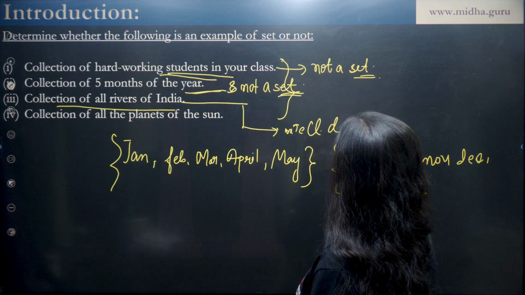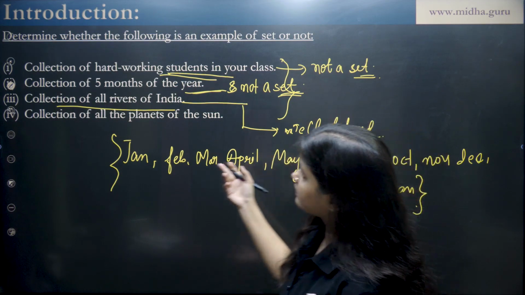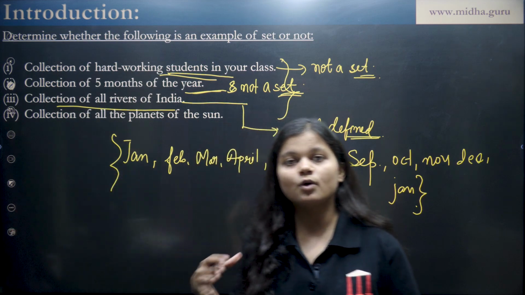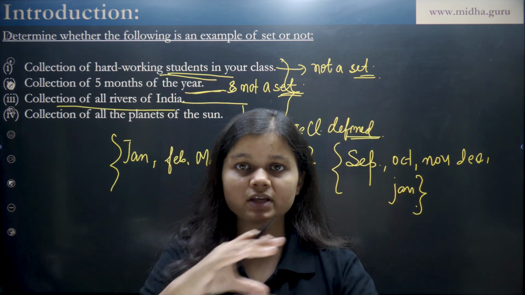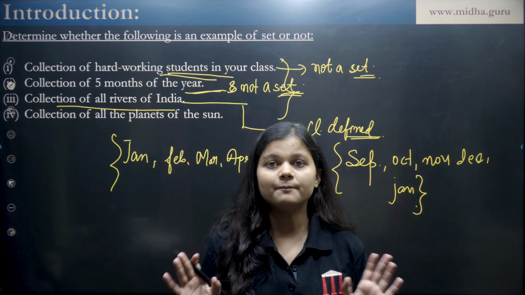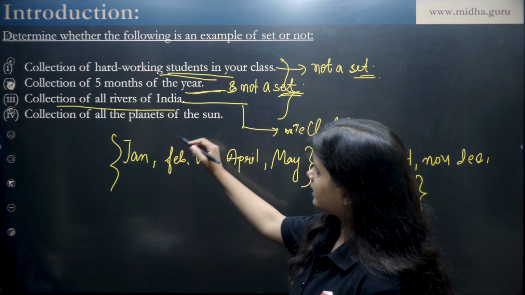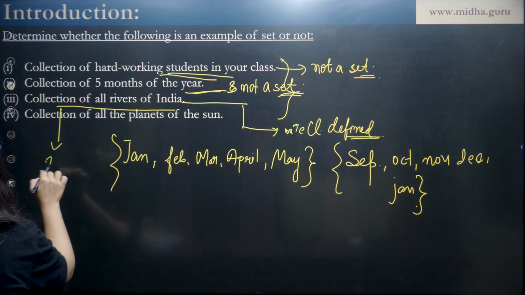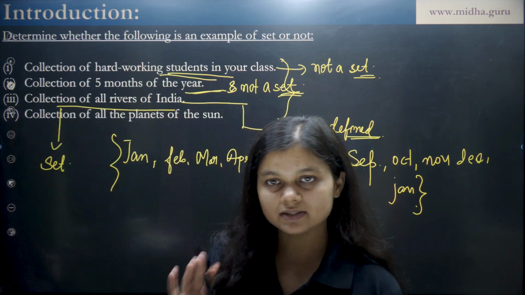Right? It is well defined. How is it well defined? It is well defined because it is the collection of all the rivers of India. India has only a certain number of rivers. If we combine all the rivers in a single set, then it can be calculated, right? So it is well defined. So this is an example of a set, although it should be a little large, but this is a set.